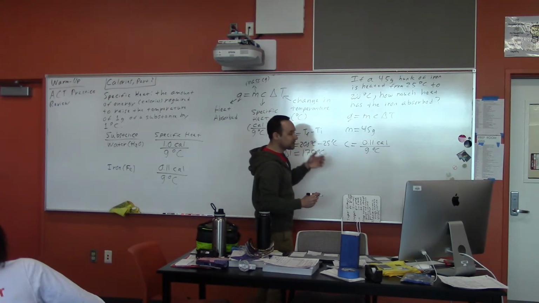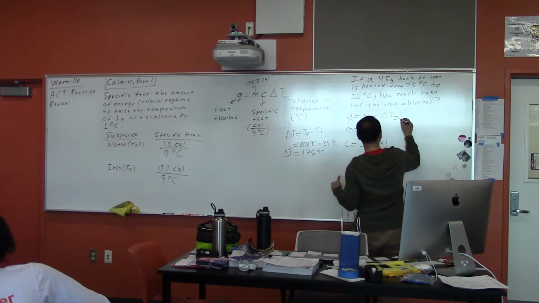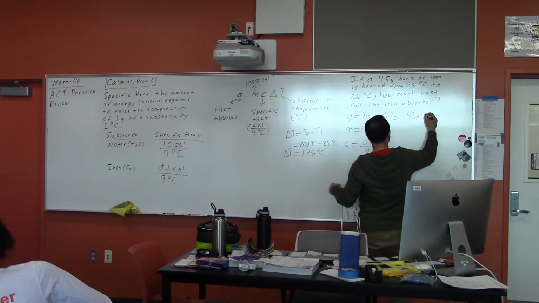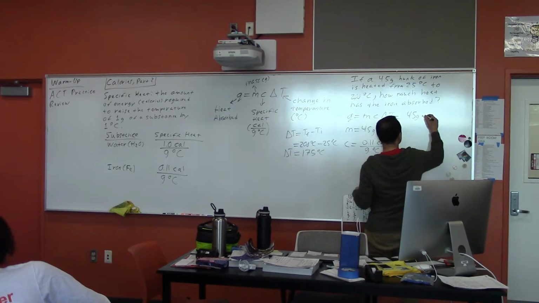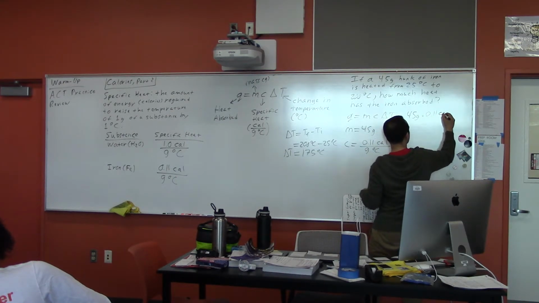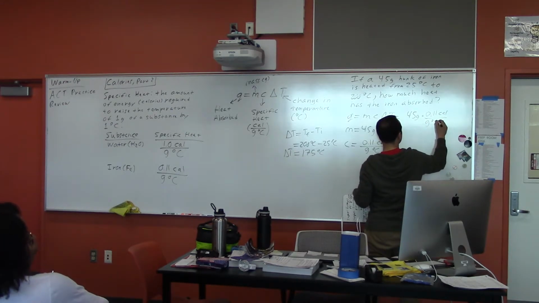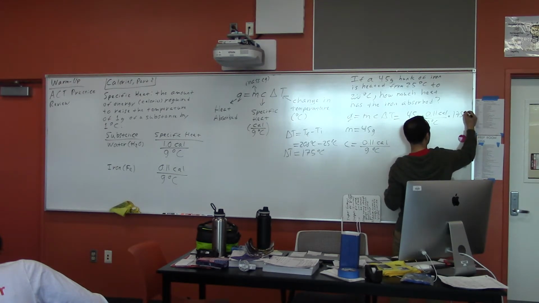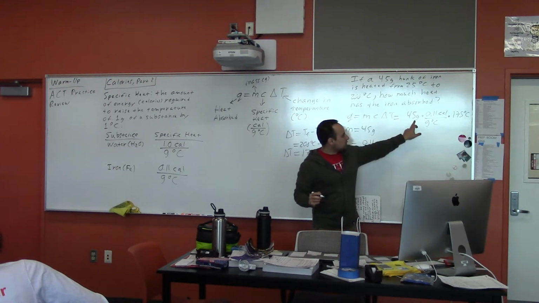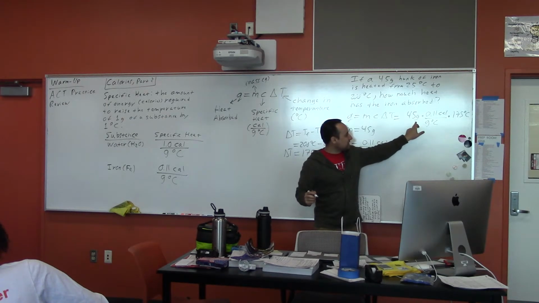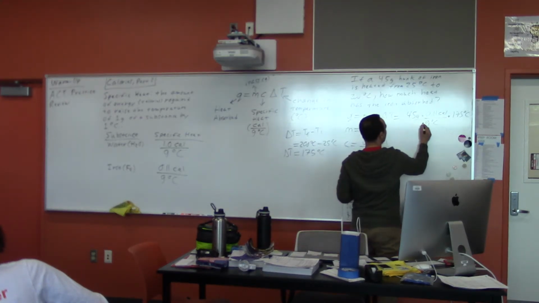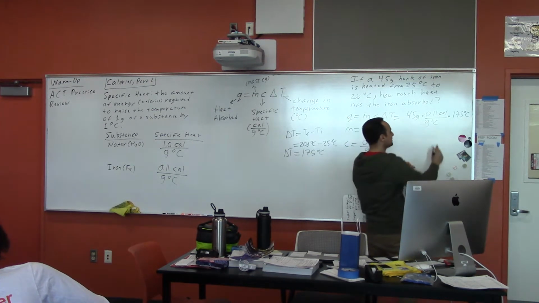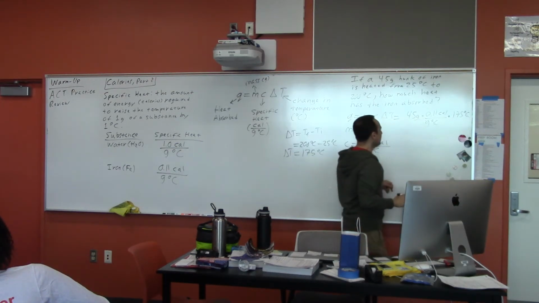So now we can plug all this in. Q equals mc delta T. M is 45 grams. C is 0.11 calories per gram degree Celsius. And delta T is 175 C. Grams over grams, what's going to happen to that unit? Cancels out. Degrees Celsius over degrees Celsius, what happens to that unit? Cancels out.